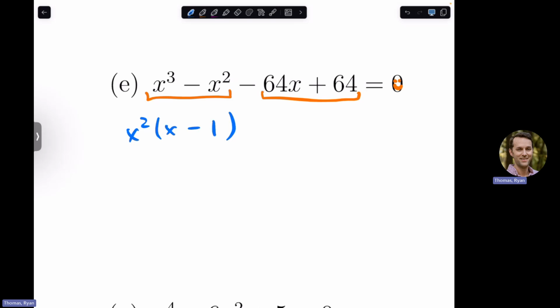X minus 1. Right? The idea is that I should be able to distribute back and get this back, right? So x squared times x squared times -1. What do these have in common? 64. Okay. Because of this minus sign here, I'm going to write that as minus 64. If I take negative 64 out of negative 64x, what's left behind? Just the x. If I take negative 64 out of plus 64, what's left is minus 1. Still equal to 0.